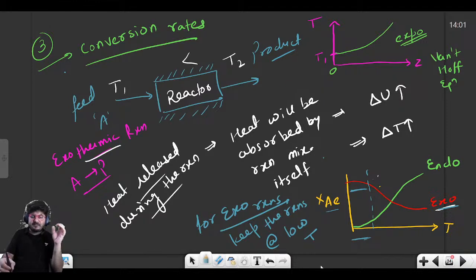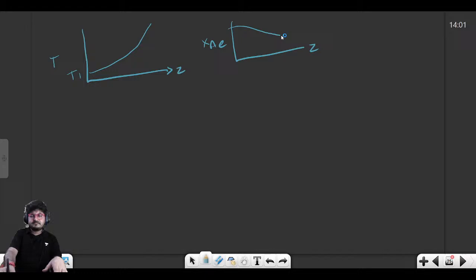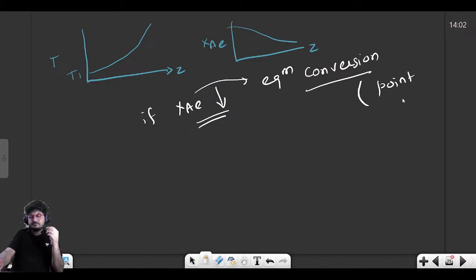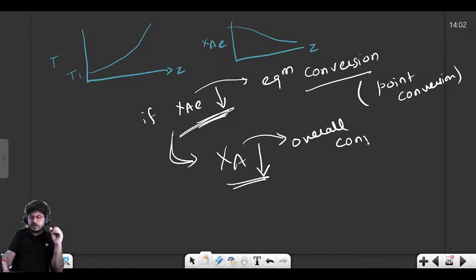But here in this PFR, what is happening along the length is that temperature is increasing. So it is obvious that along the length, the equilibrium conversion will decrease. If equilibrium conversion is decreasing, while you know that equilibrium conversion is nothing but the point value, the point conversion, so it is obvious the overall conversion will be a smaller value. The actual conversion, you can say the overall conversion. And I hope you know that this overall conversion is nothing but a cumulative value.